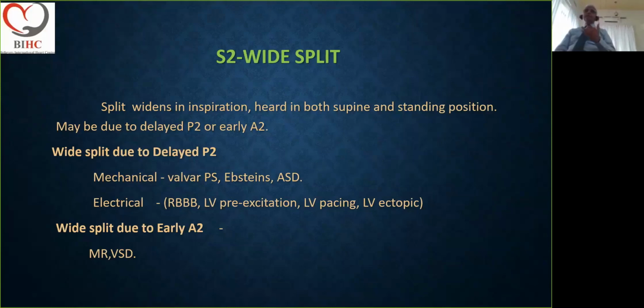So the wide split may be due to a delayed P2. We said electrical and mechanical reasons for that. It may be due to an early A2. Mitral regurgitation and VSD are the classic reasons by which this can occur.